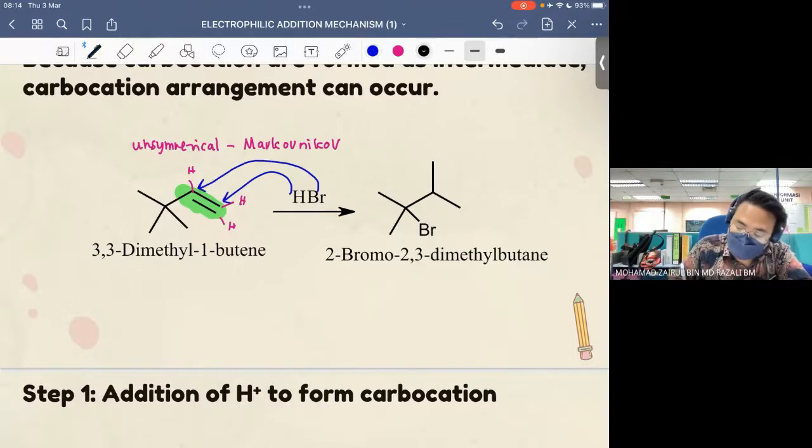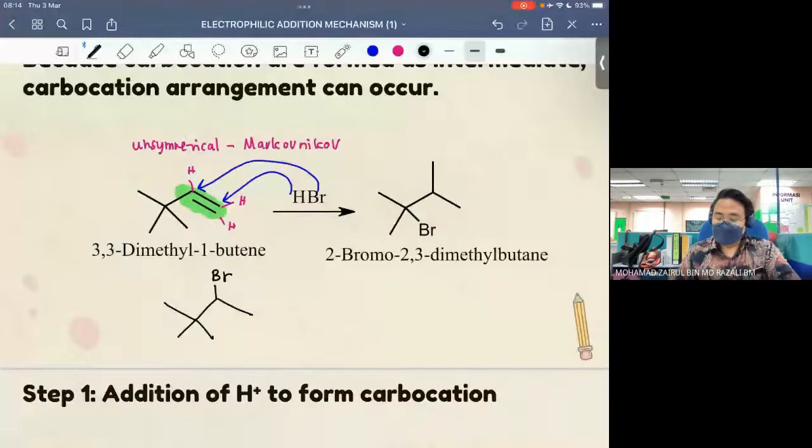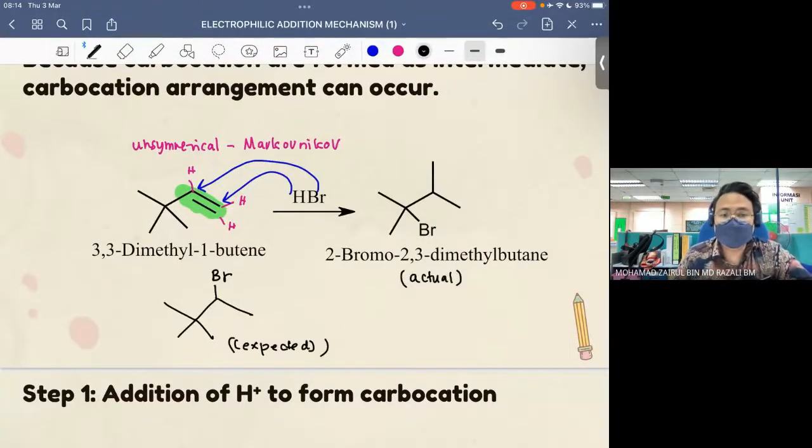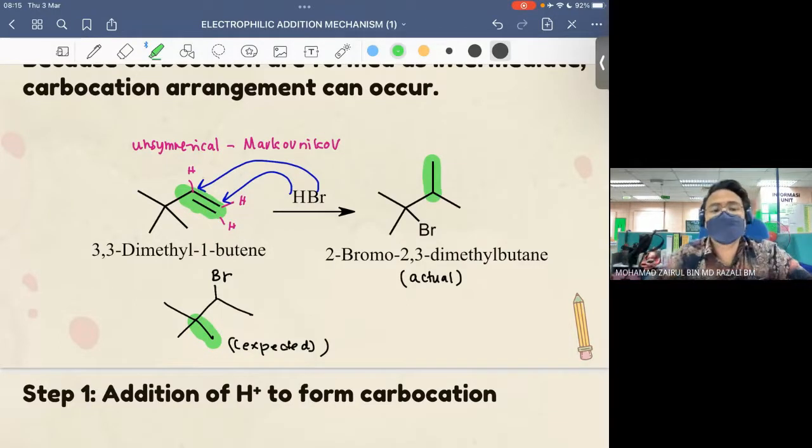So, our expected product is this structure. Okay, this is the expected product. Tapi actually yang terhasil adalah this product. So kalau awak tengok berlakunya rearrangement. Okay, kalau awak tengok sini, one of the methyl group yang berada dekat carbon ni, dia dah berpindah dekat carbon sini. Dia dah berpindah. So kalau awak check itu, sebenarnya ada possibility untuk berlaku rearrangement.